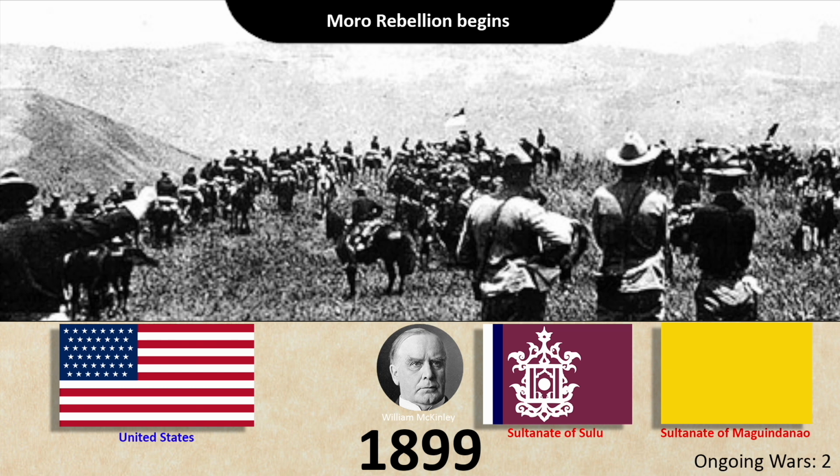However, once the Americans would gain a foothold in the northern Philippines and subdue the northern Filipinos, the Bates Treaty with the Moros would be nullified.